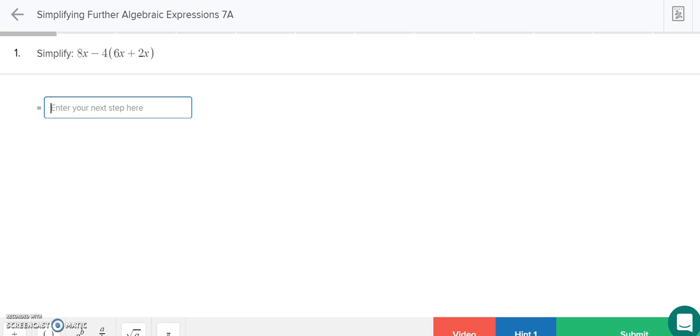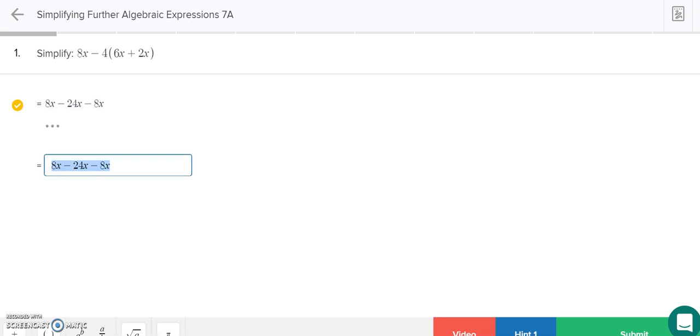So in this first question here, we've got 8x, take away 4 outside of a bracket. So that's going to become 8x minus, now it's negative 4 multiplied by 6x, so that's negative 24x. And then you've got negative 4 multiplied by 2x, so that's going to become negative 8x. So your first line of working should read like this: 8x minus 24x minus 8x. And then we want to simplify that.